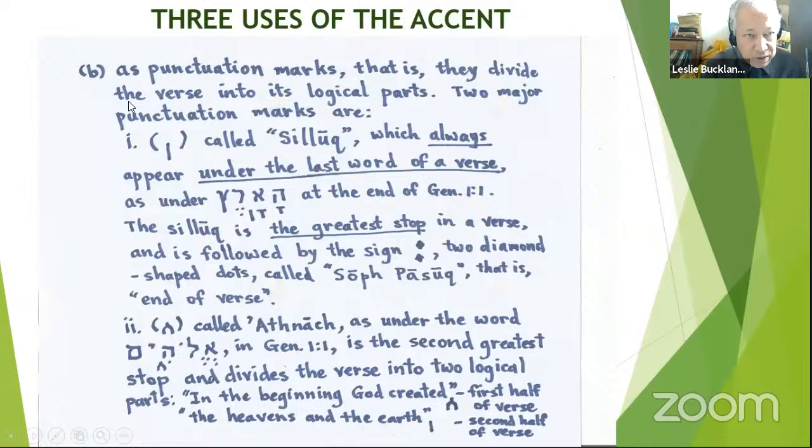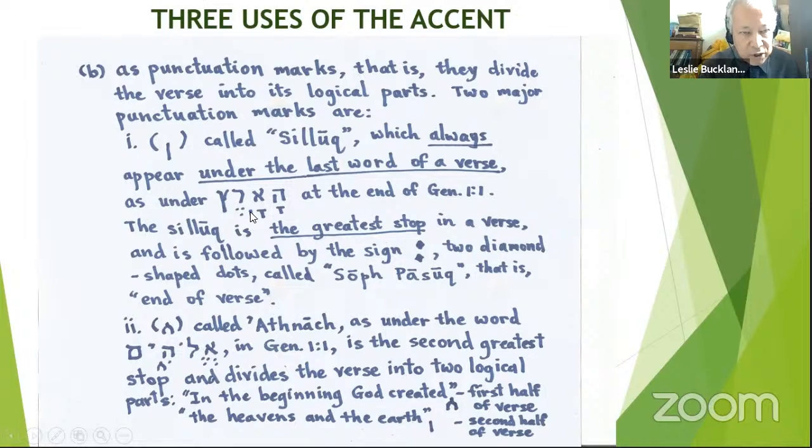The second use of the accent is as punctuation marks. That is, they divide the verse into its logical parts. Two major punctuation marks are a vertical line to the left of the vowel called siluk, which always appear under the last word of a verse. Always appear under the last word of a verse, as under haares.